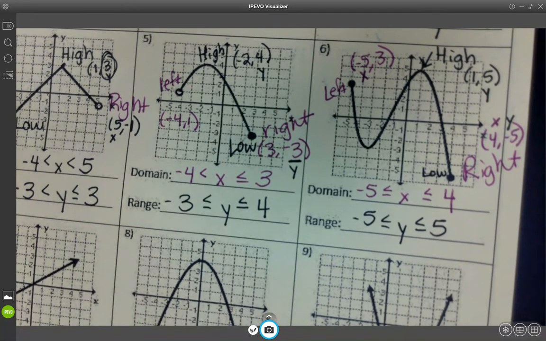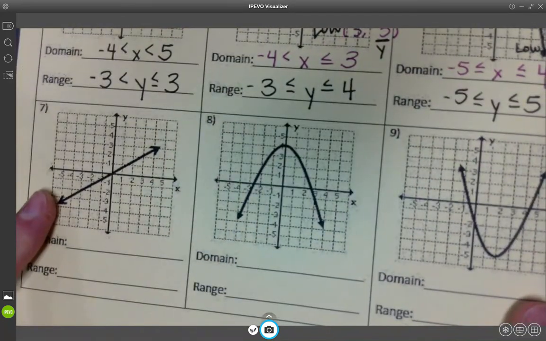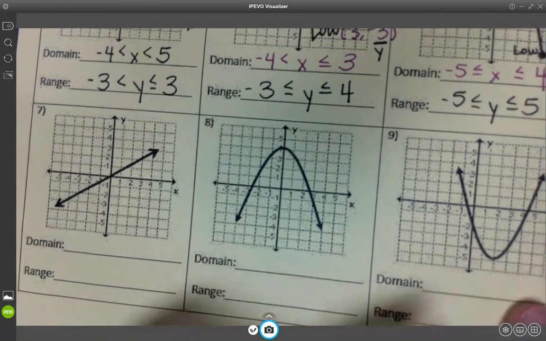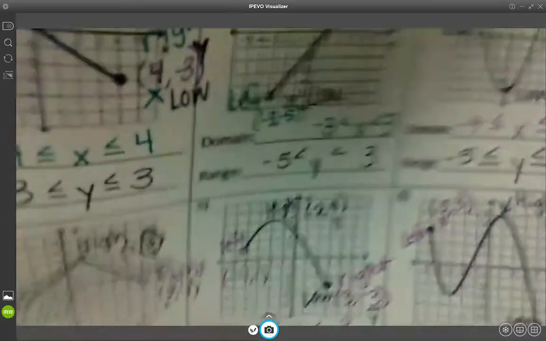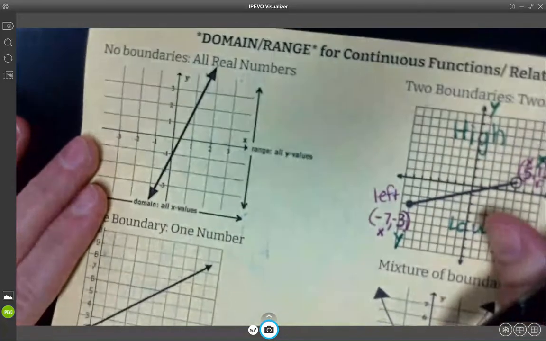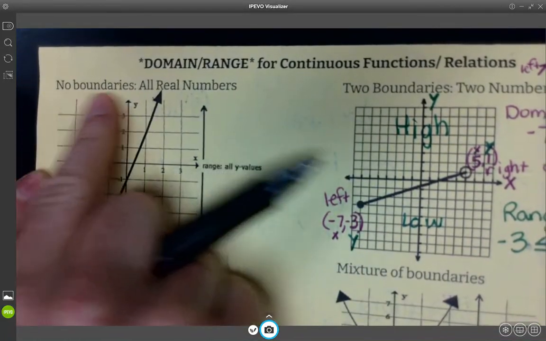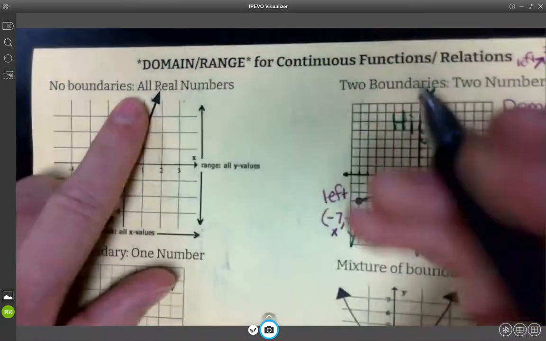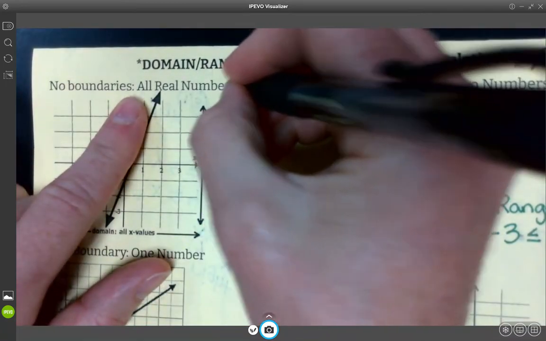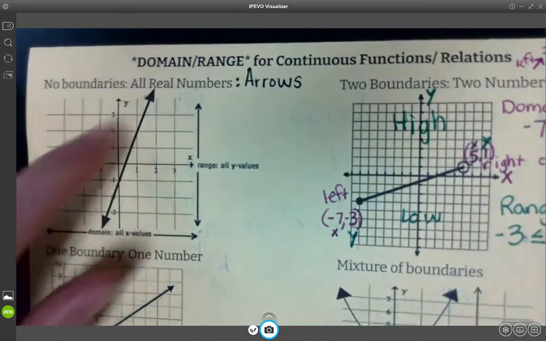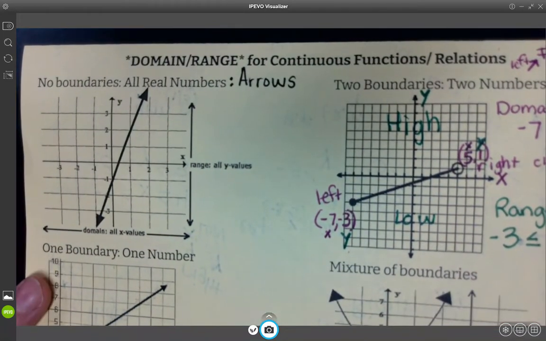All right, so all of these 6 examples had boundaries. They had dots. The next examples like these, see how they have arrows. So these are different. So we are going to look back at the front to see how it changes our domain and range. So this has no boundaries, all real numbers. No boundaries are represented by arrows. Arrows in both directions, left and right, up and down.